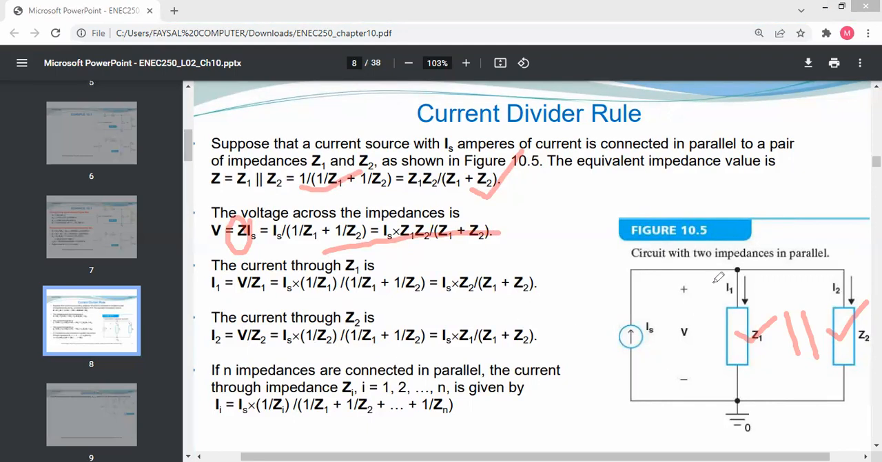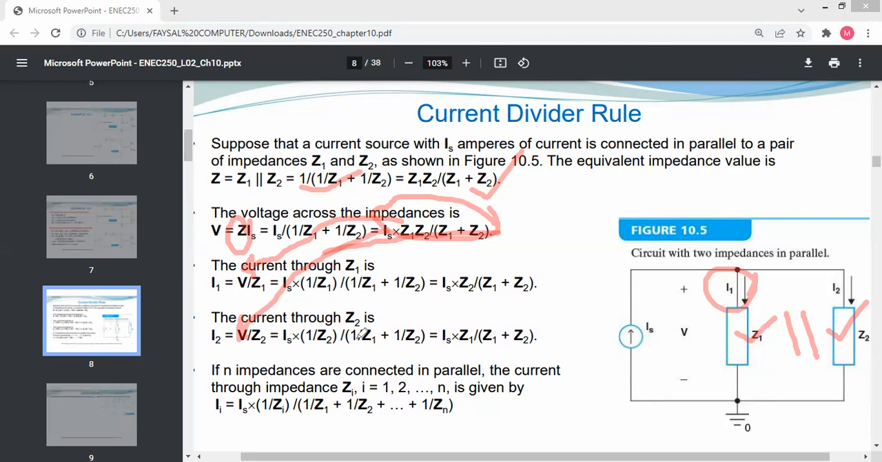Now the current across this one, I1, equals V upon Z1. So V is this value; I have to put this value here and divide by Z1. Second is V over Z2. Again, I put this value in V and divide by Z2 to find I2. And it will start from 1 to the number of terms, till the value equals n.